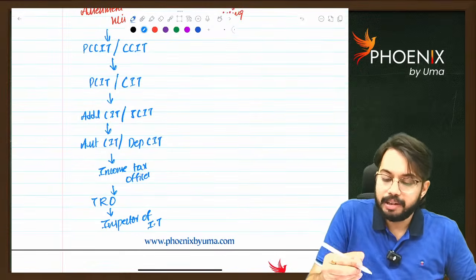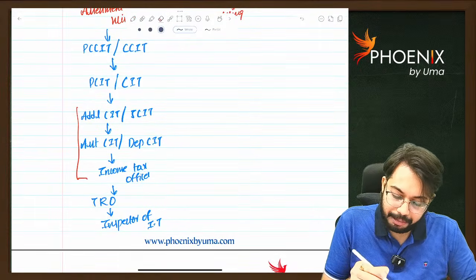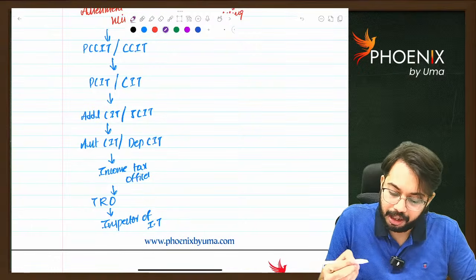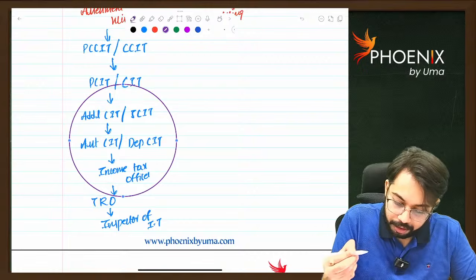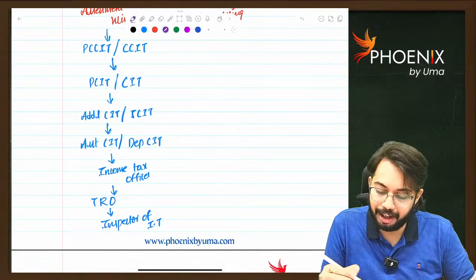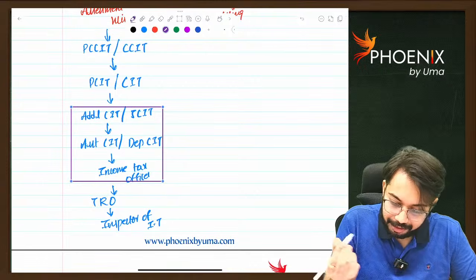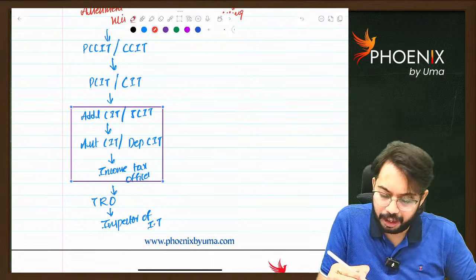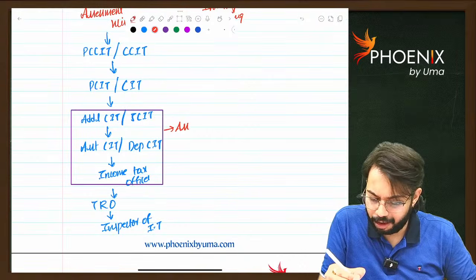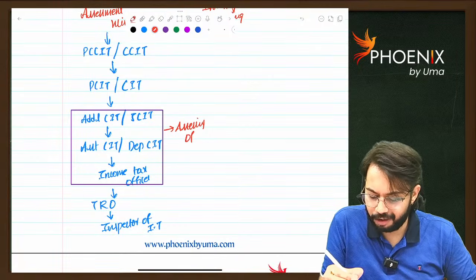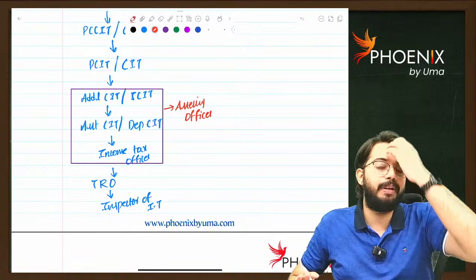Now, see, Additional Commissioner, Joint Commissioner, Assistant Commissioner, Deputy Commissioner, ITO, all these I have drawn in a rectangle. All these we call as Assessing Officer. Assessing Officer. Assessing Officer.